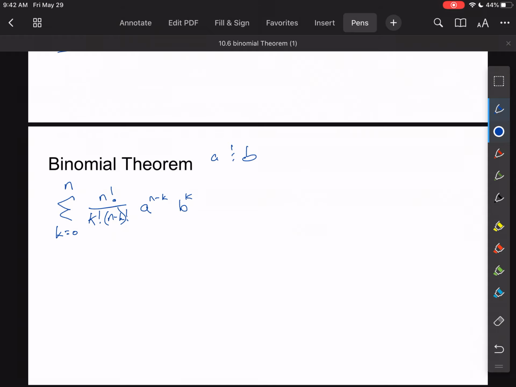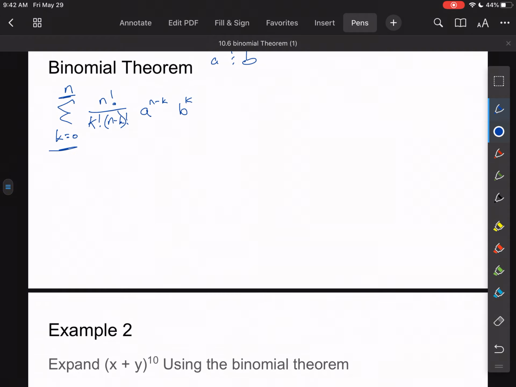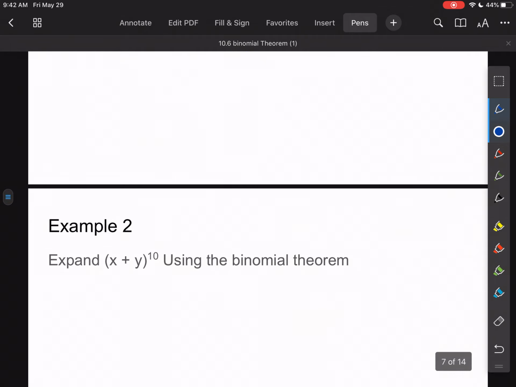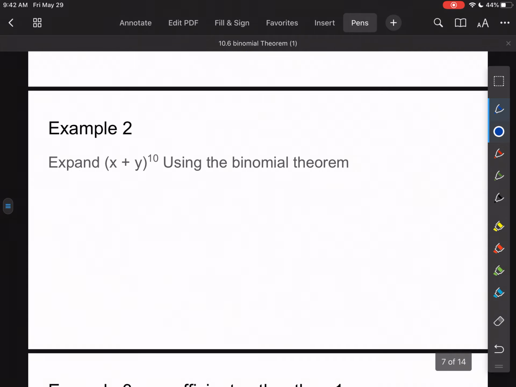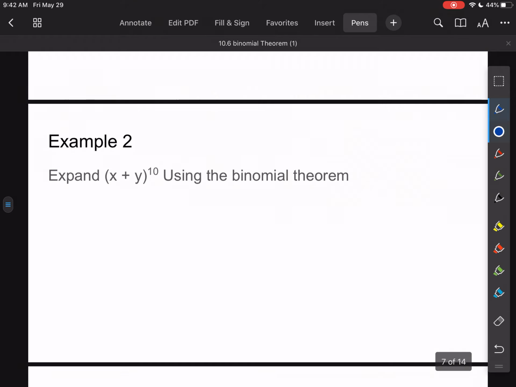Okay, so we always start with k equals 0 and we go to whatever n is to figure this out. This is a little bit confusing looking at this, but just wait, you'll see the pattern. It's not too bad. I'll refer to this often. So for example 2, and we're only going to do example 2 and that's it. All right, guys, so let's do this out.